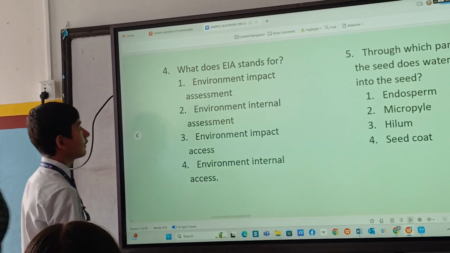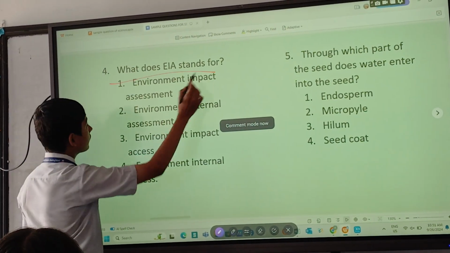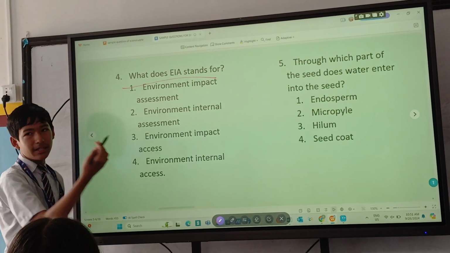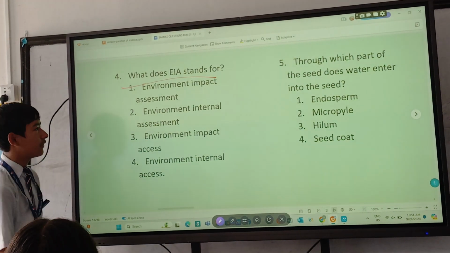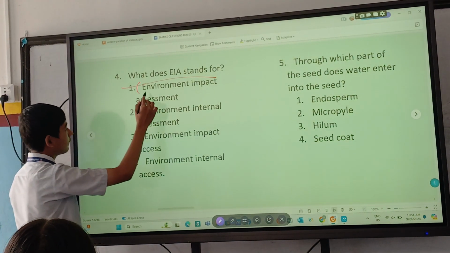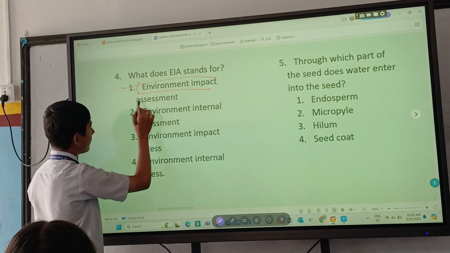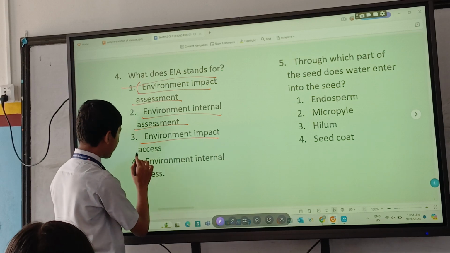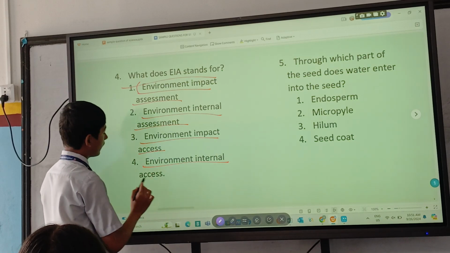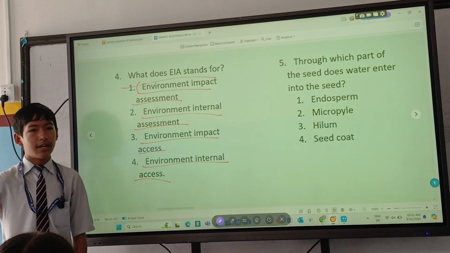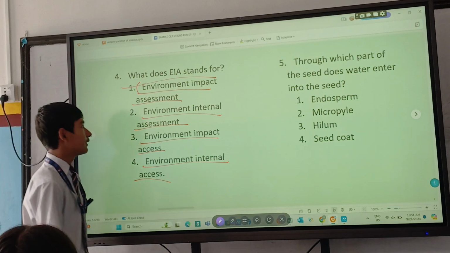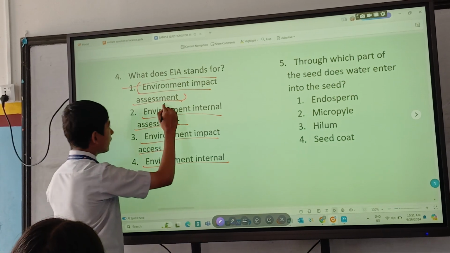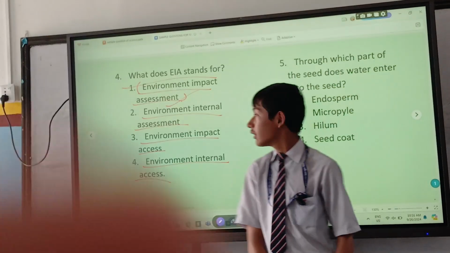So the fourth question is given here. What does EIA stand for? It is a repeatable question, so it came in all of their sets. The options are environment impact assessment, environment internal assessment, environment impact access, and environment internal access. So what is the right answer? Yes, the first option is the correct one.